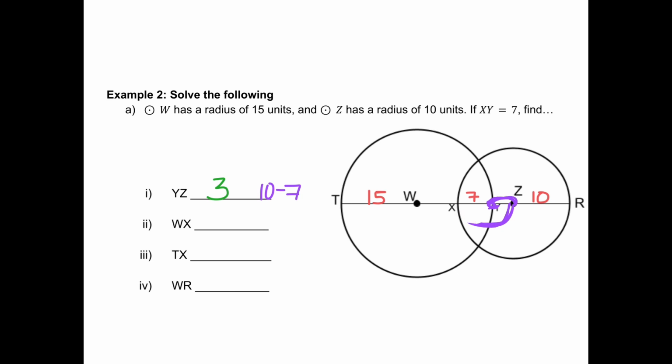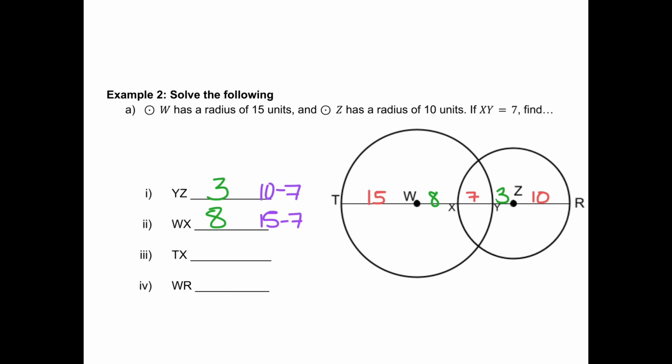Then what I can do from there, figure out the next one, clear off my circles here. WX is going to be the difference between 15 and 7, because WX only covers to this point here, but from W to Y is 15. So if I take 15 and take away 7, then that's going to give me my 8 for the value of WX. So 8 here, 3 here.